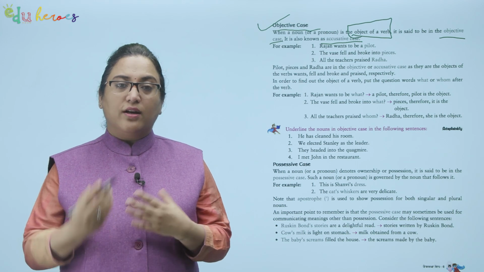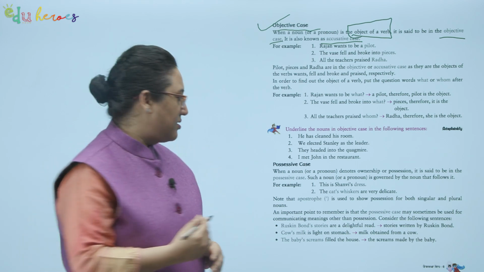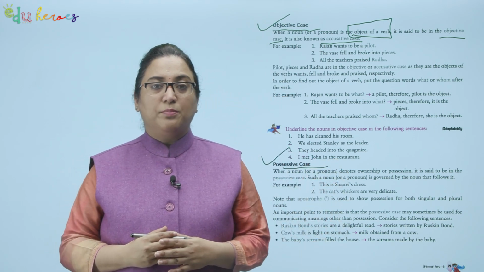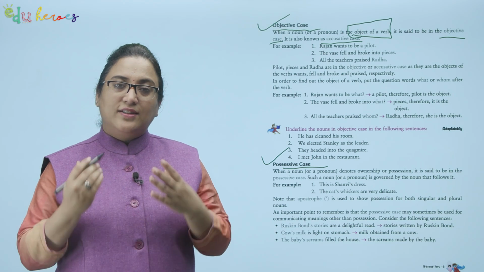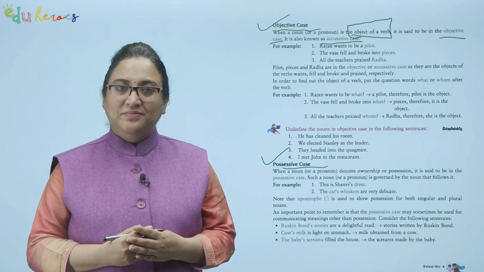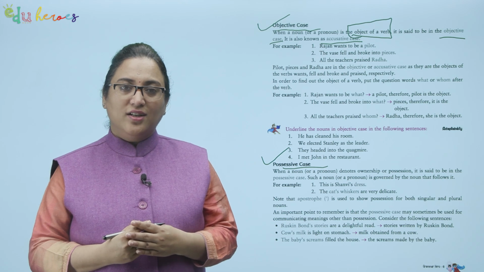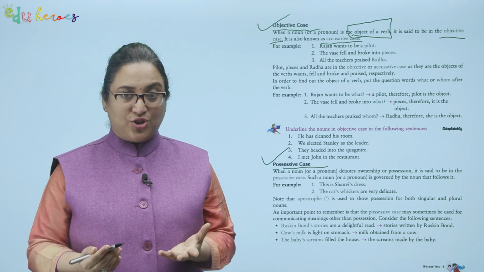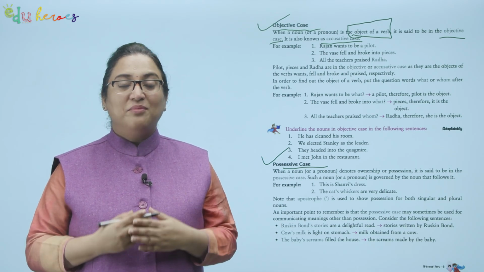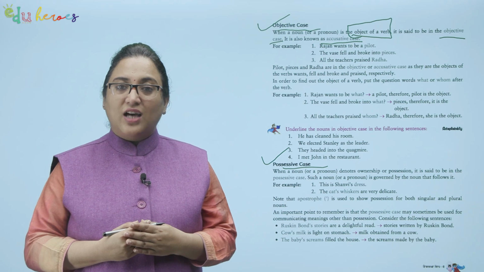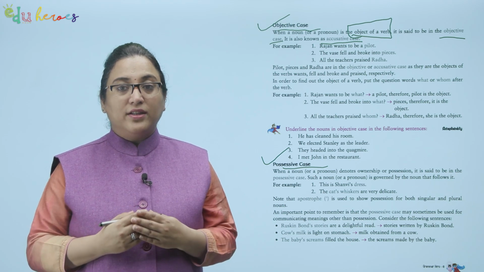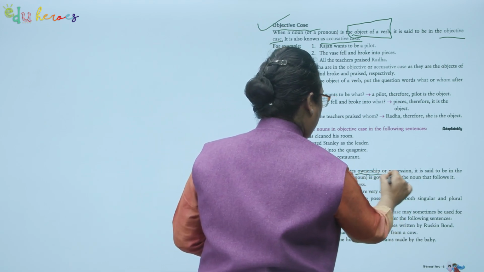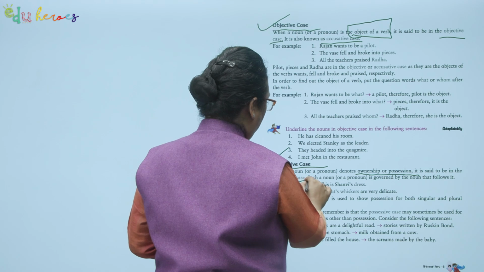Now we move on to another case, that is possessive case. Think about this word possessive and you will figure out that this also comes from the root word possession. That means belonging. So that's a hint for you. When a noun or a pronoun denotes ownership or possession, it is said to be in the possessive case. Such a noun or a pronoun is governed by the noun that follows it. So this is the keyword for us, ownership or possession, and such a case is called possessive case.